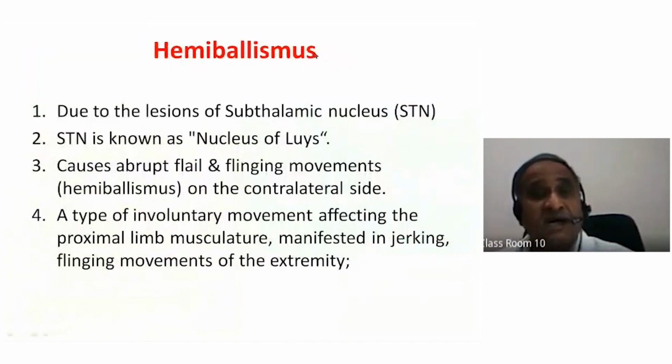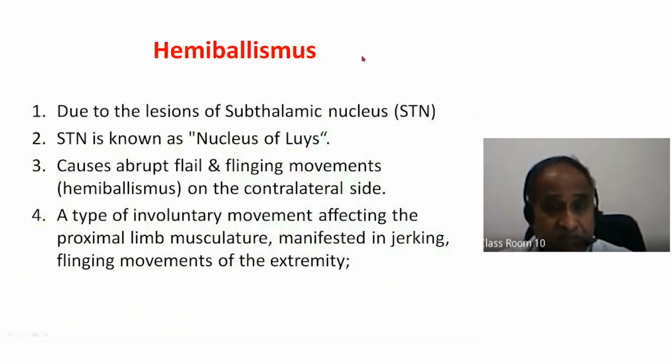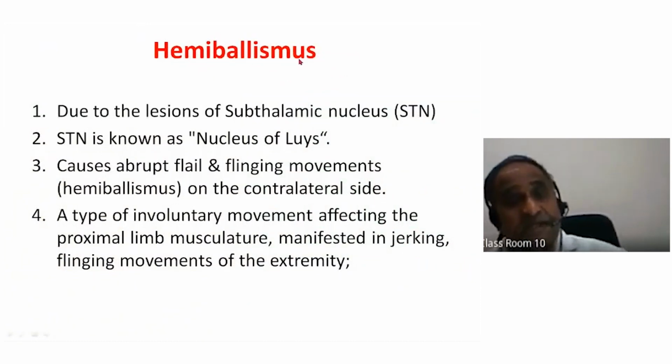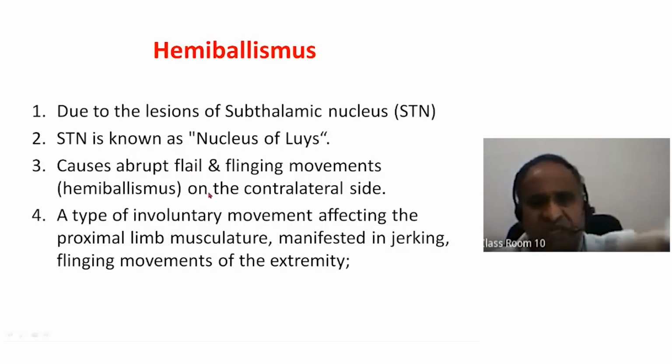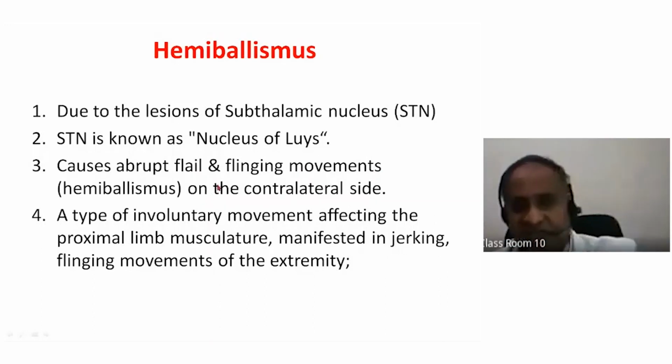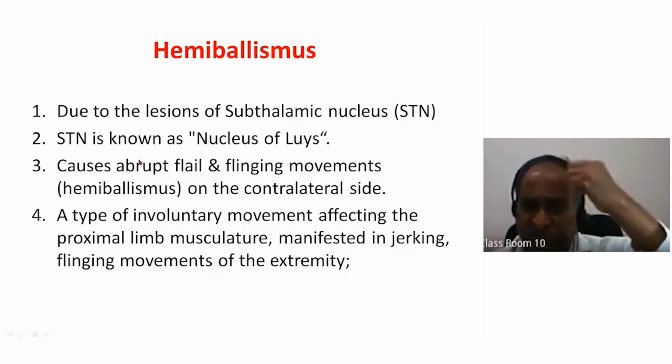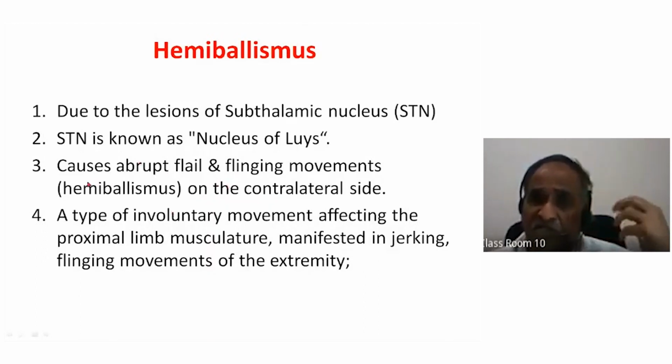Now, I will talk about hemiballismus. Hemiballismus is a sudden or abrupt flail or flinging movements of the limbs. Just somebody throws like this, continuously throwing, flail and flinging movements or a dancing movement. So this type of movement is known as hemiballismus.